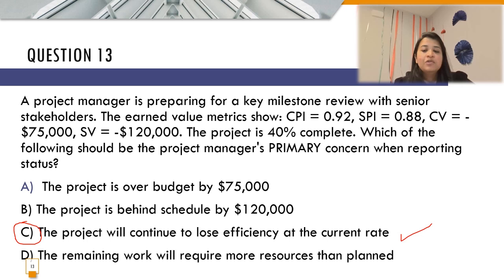Option D says the remaining work will require more resources than planned. Here in the question, there is no discussion about a resource shortage. The only problem that is going to happen is in regards to the budget or the schedule. So we are not going to require any more resources given the current scenario. That's not the case at all in the project. So the correct answer choice over here is option C.